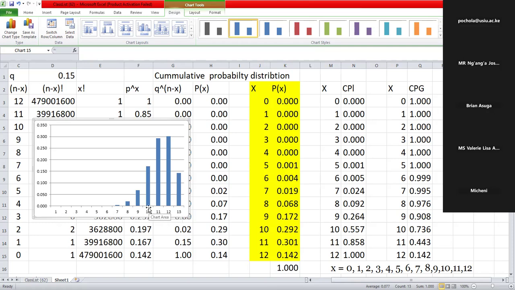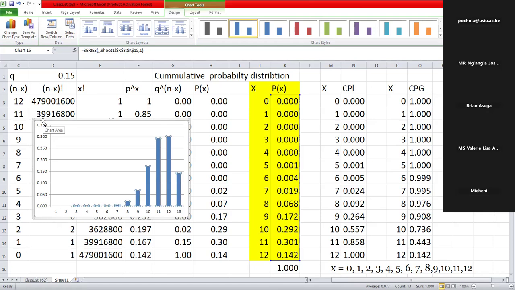This is 9, this is 10, this is 11, and that is 12. The vertical axis here is P of x. The horizontal axis here is x. I've created a scale here for you, 0.00, 0.05, 0.1, 0.15. That's the scale. You can draw it yourself.